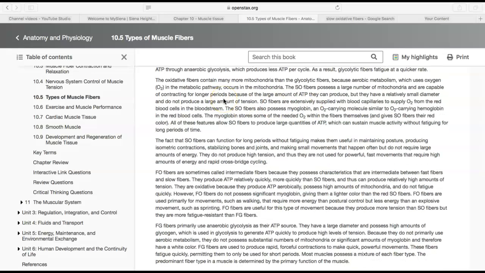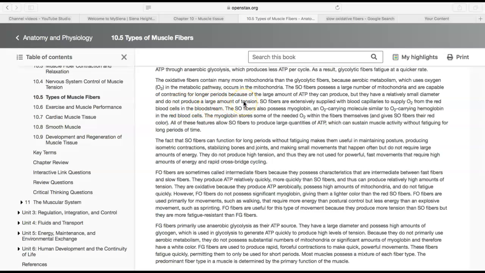The oxidative fibers are going to contain much more mitochondria than the glycolytic fibers, and that makes sense because that's where aerobic respiration occurs, in the mitochondria. The slow oxidative fibers will possess a large number of mitochondria, and they're capable of contracting for longer periods because they produce so much ATP. But they have a relatively smaller diameter and they don't produce a large amount of tension.